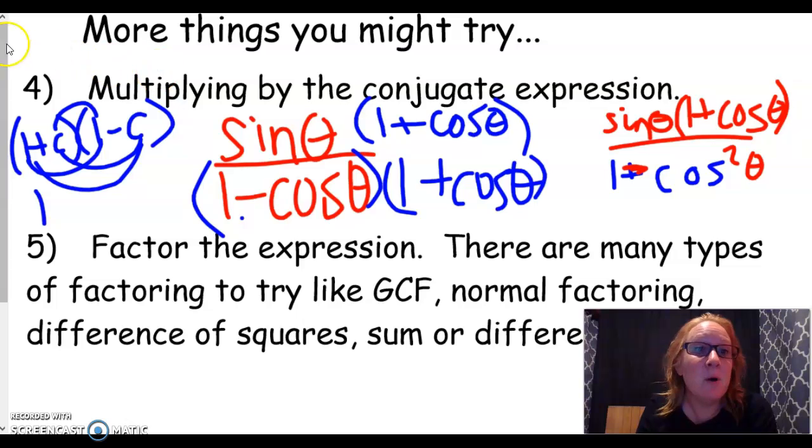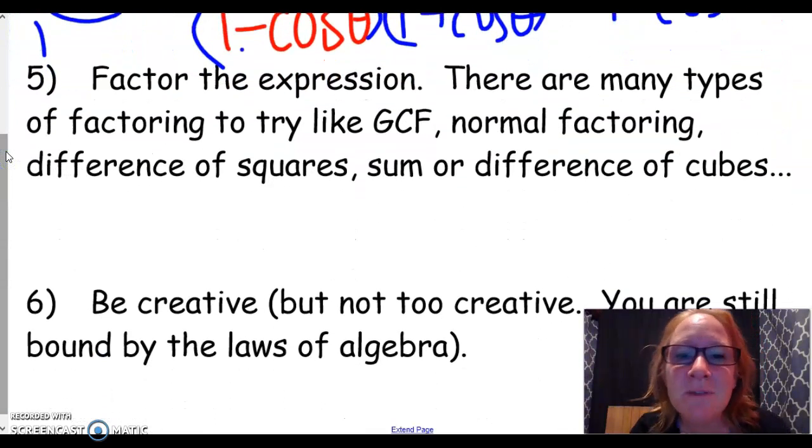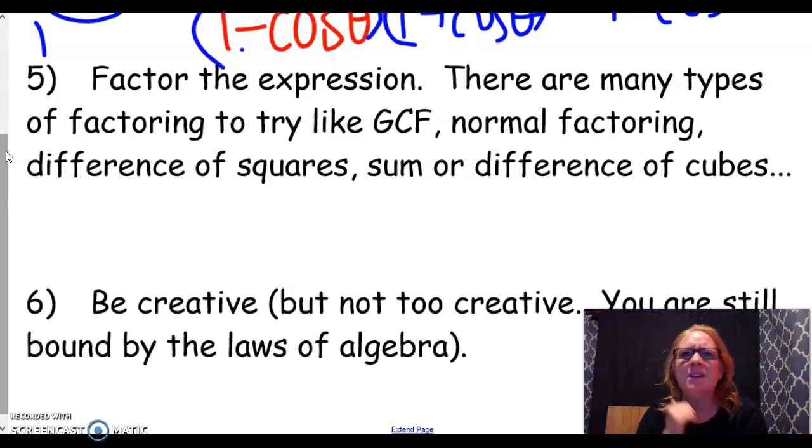Oh, you could also factor the expression. I love this. There are so many types of factoring. We've done that a lot lately, like greatest common factor, normal factoring, difference of squares, sum or difference of cubes. We won't do sum or difference of cubes here, but you could.